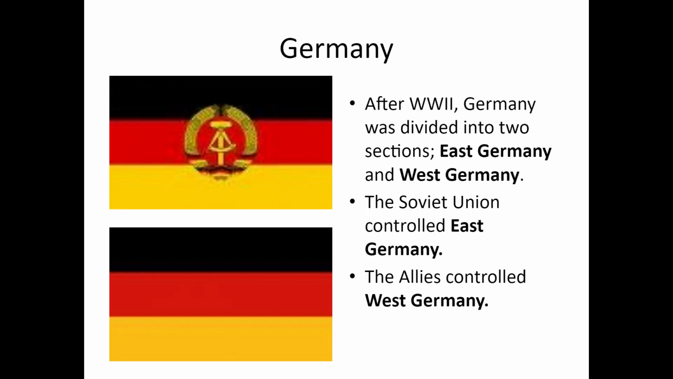Germany. After World War II, Germany was divided into two sections, East Germany and West Germany. The Soviet Union controlled East Germany. The Allies controlled West Germany.